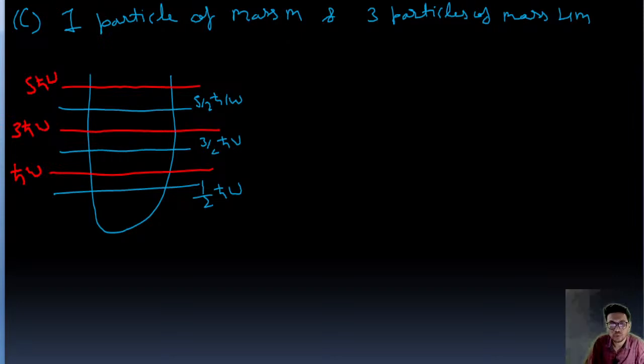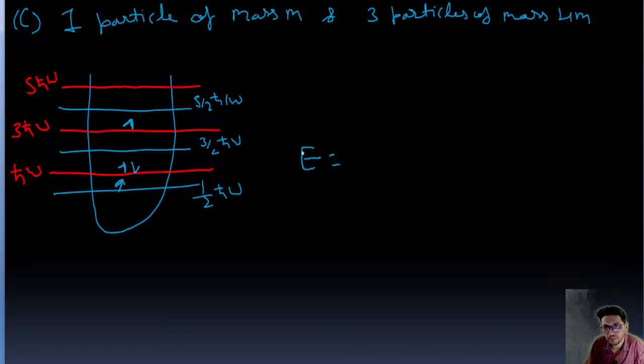Because the spin is half, in one level only two particles can stay. So one particle of mass m is only one, so that particle will be here in the ground state. For the three particles of mass 4m, two particles will be in the ground state and one particle will be in the next level.